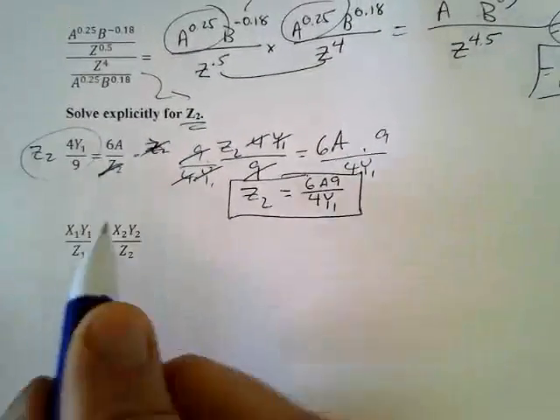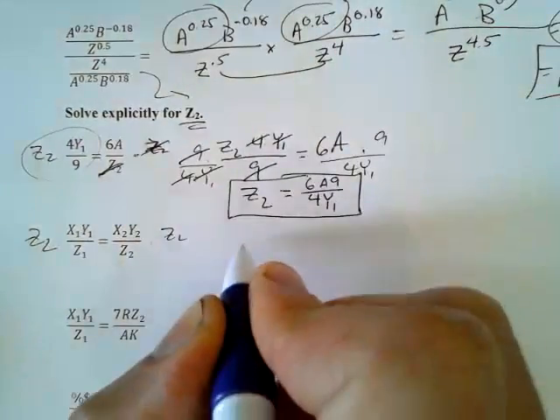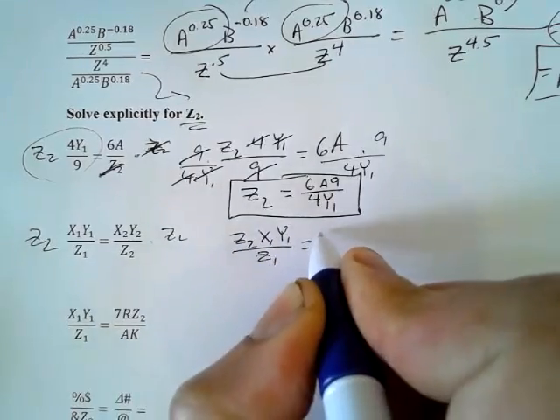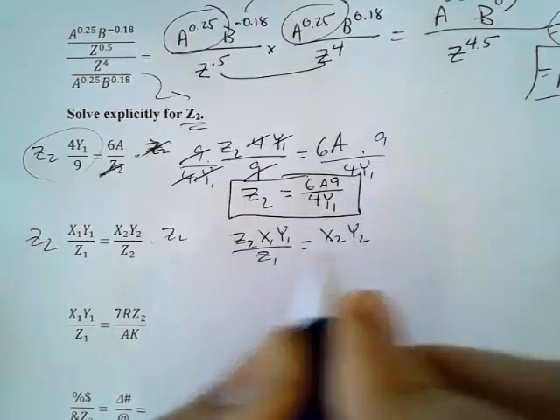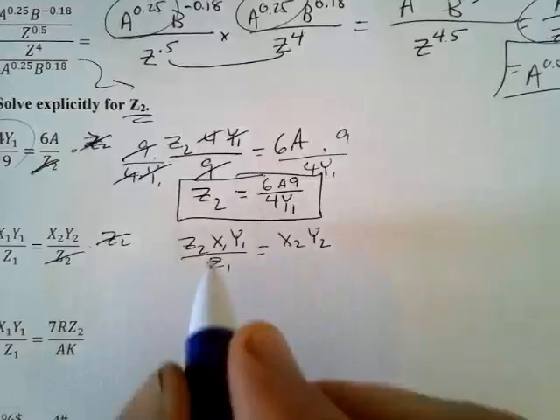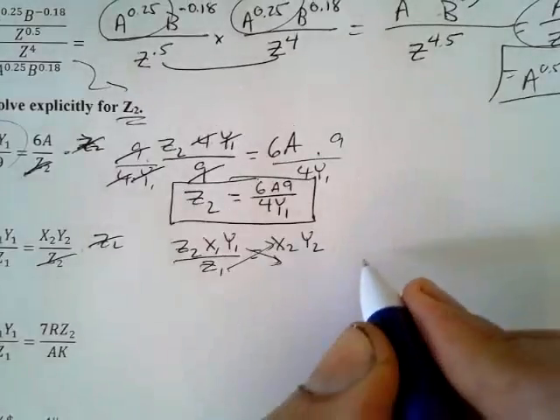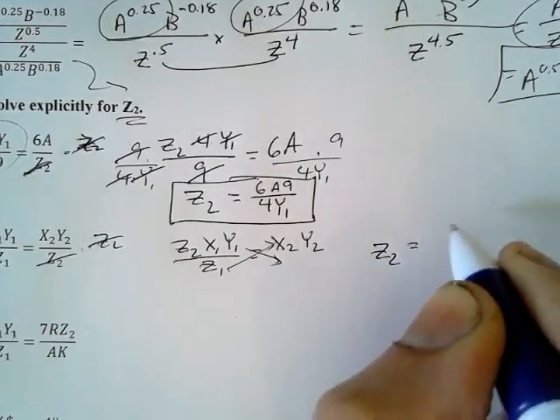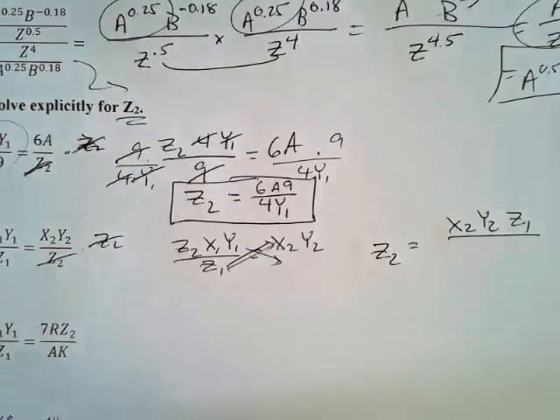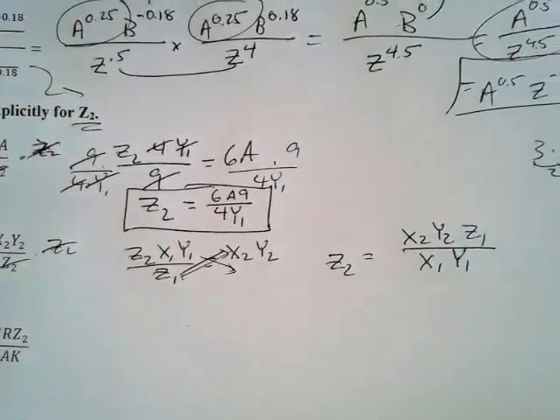So for the next one down, if we wanted to isolate Z2, same process: multiply both sides by Z2, so we end up with Z2 X1 Y1 over Z1 is equal to X2 Y2. Numerator and denominator would have canceled. And then we would want to multiply by Z1 and divide by X1 Y1. So when we do that, we end up with Z2 is equal to X2 Y2. Z1 comes up, we'd multiply both sides by Z1, and we would divide both sides by X1 over Y1.